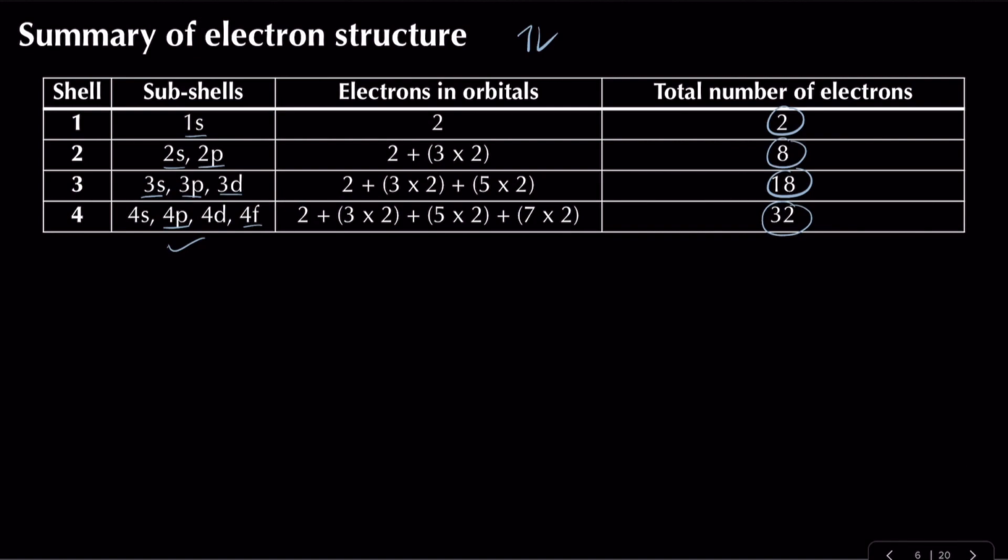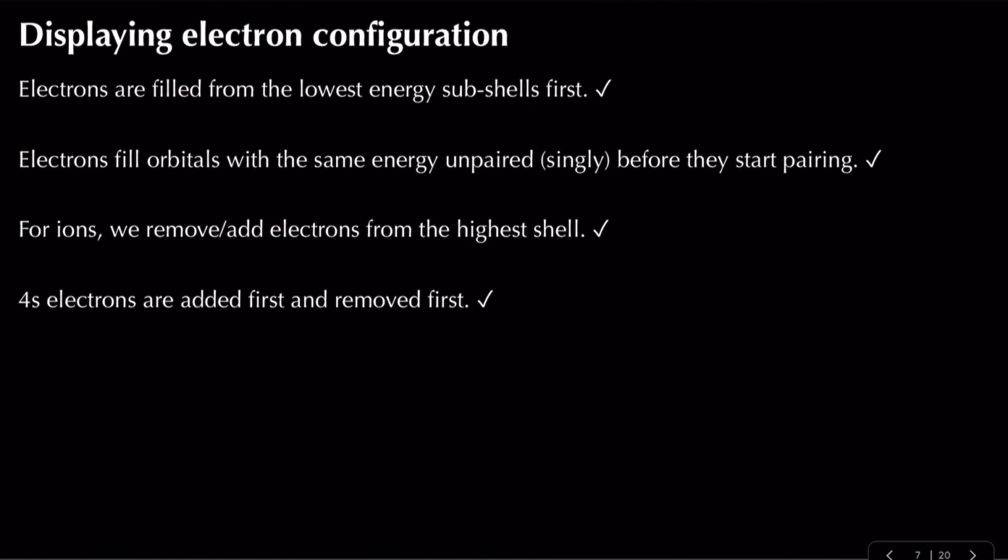So moving on from that, let's look at how we can actually write the electron configuration or draw an energy level diagram or an electrons in a box diagram. Now, before we do that, we need to look at these 4 rules when displaying electron configuration. The first and most important one is that we fill our electrons from the lowest energy subshells first. We work our way up from S to P to D, from 1 to 2 to 3 as well.